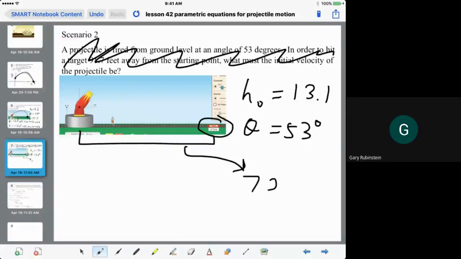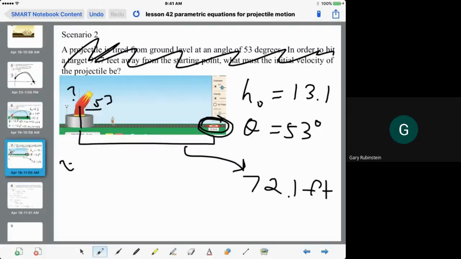72.1 feet. Okay. Sorry. Those are the three pieces of given information. My angle, my H0, how high this cannon is, that angle there is the 53. But what's unknown is how much force in order to get the thing to land right on that bullseye. Now, this one's a little tricky.